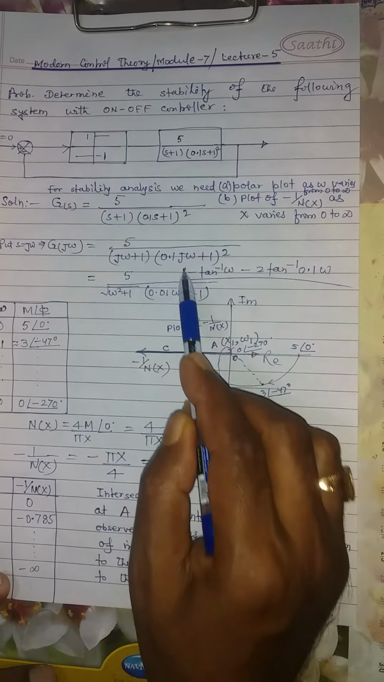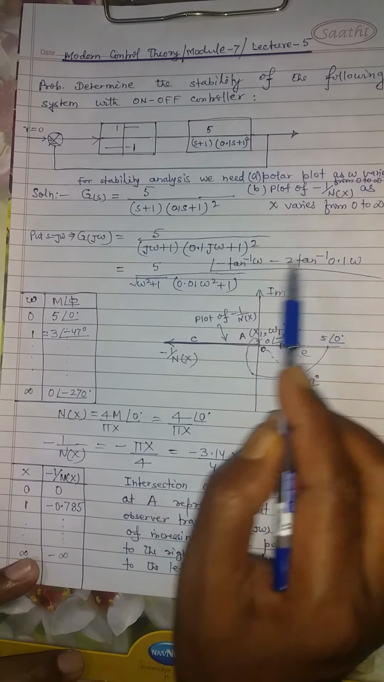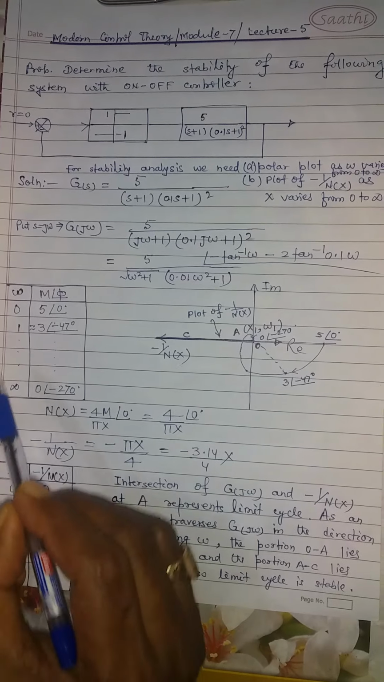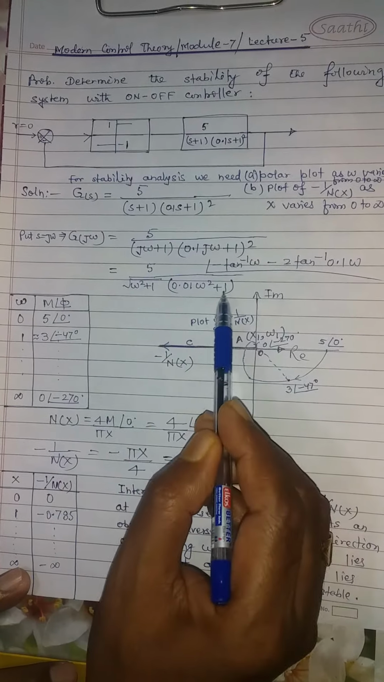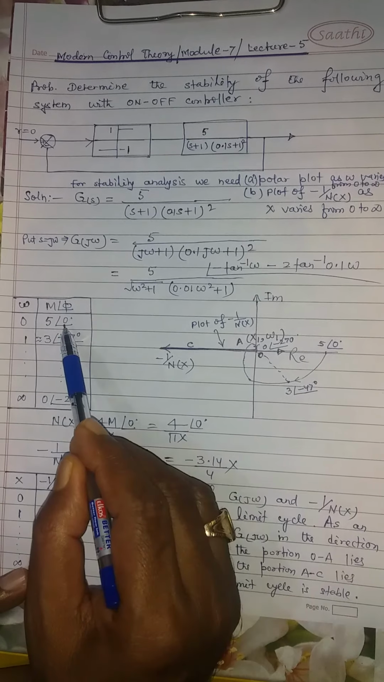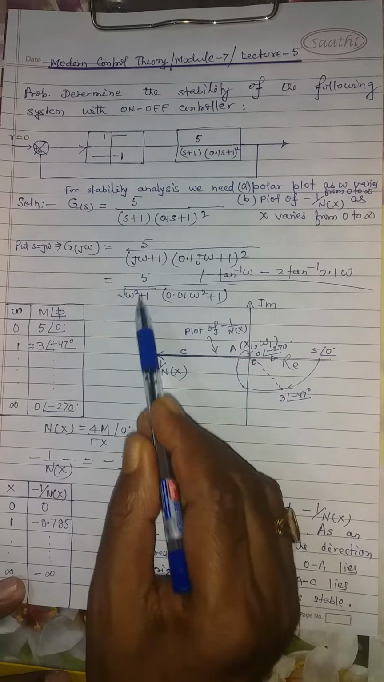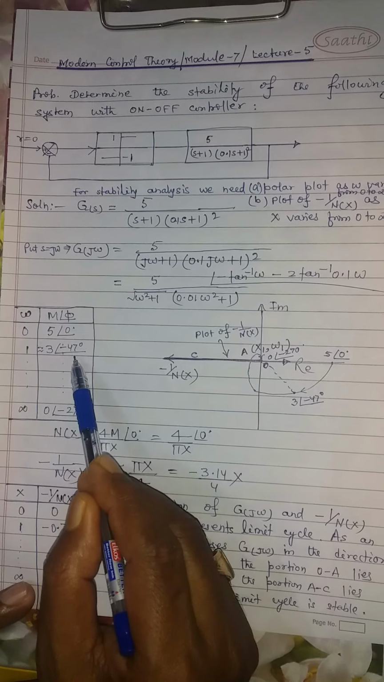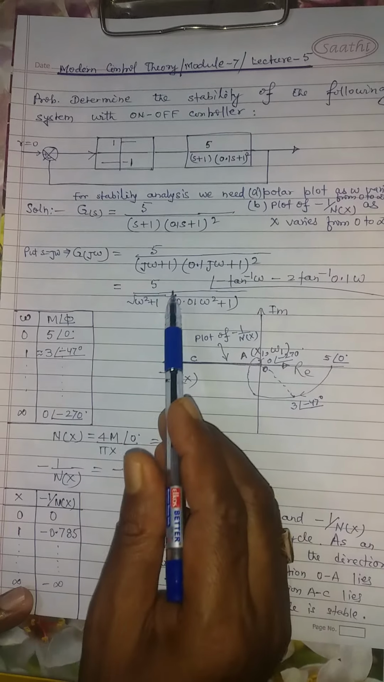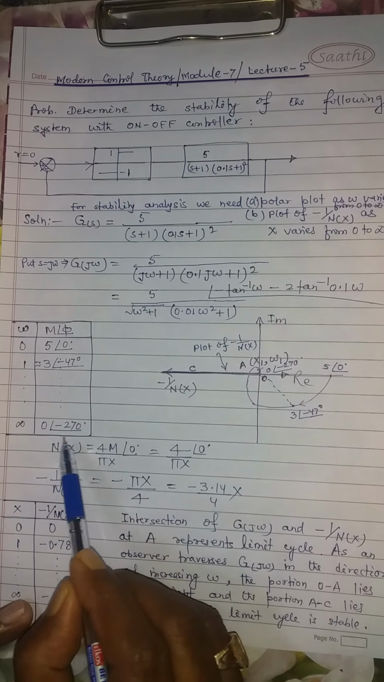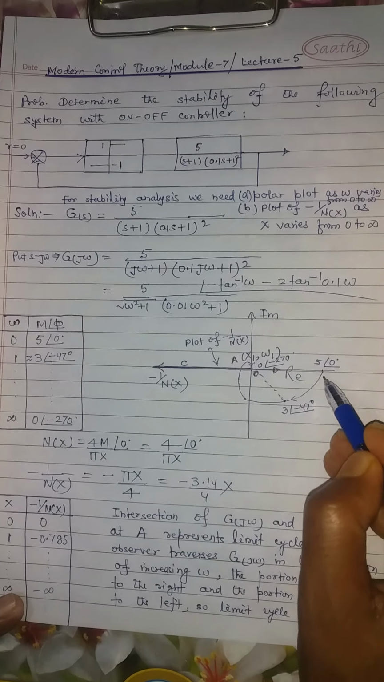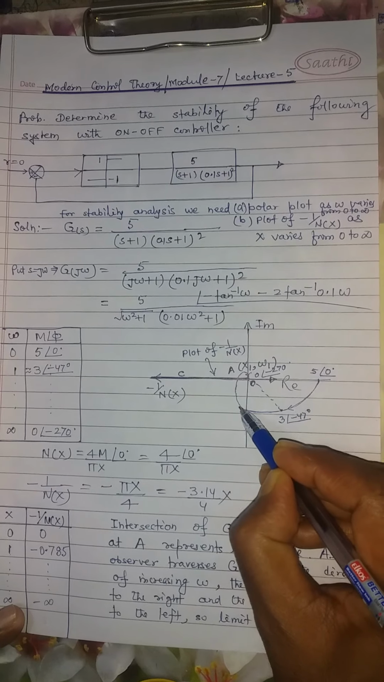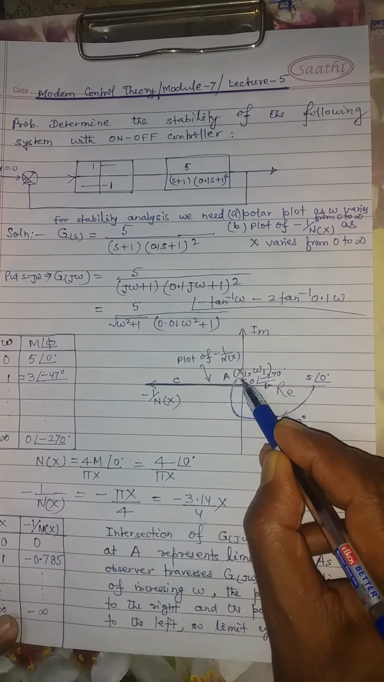Magnitude part is this one, phase part is this one, and we are going to show in the table how M and phi vary as omega varies. So for omega equal to 0, we can see that M is 5 and phi is 0. For omega equal to 1, M is approximately 3 and phi is minus 47 degree. And for omega equal to infinity, M is 0 and phi is minus 270 degree. So the polar plot is like this, starting from here, passing through this one, and it lands at the origin like this.